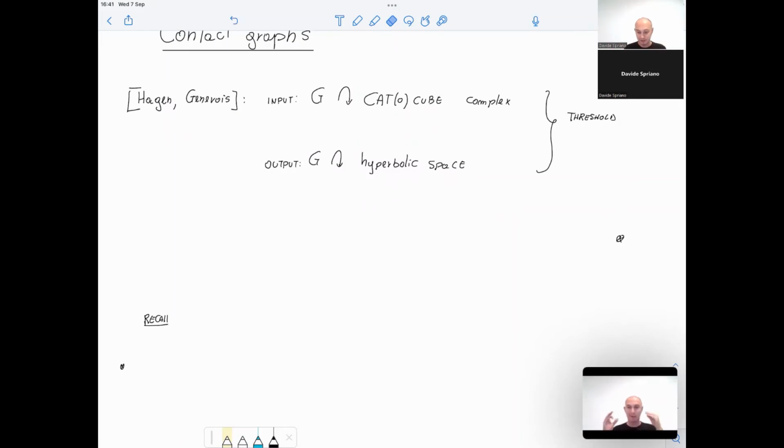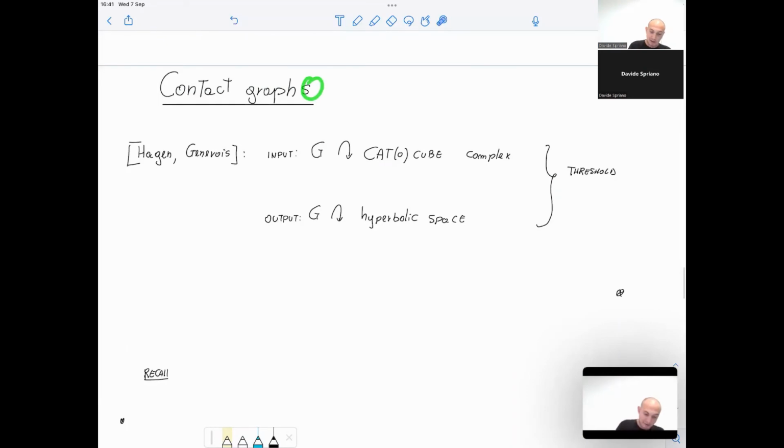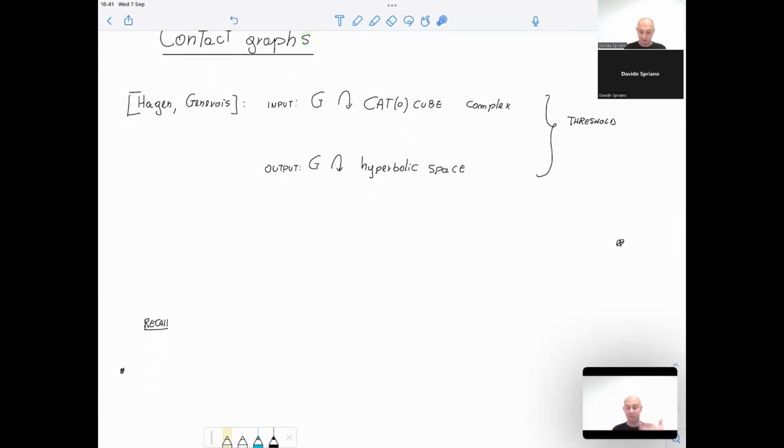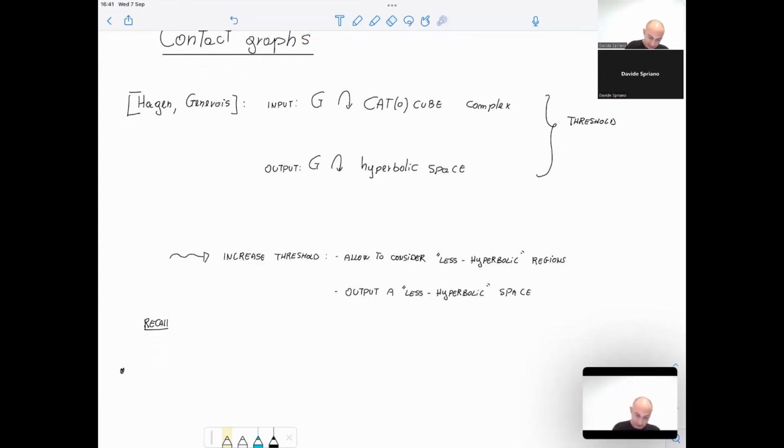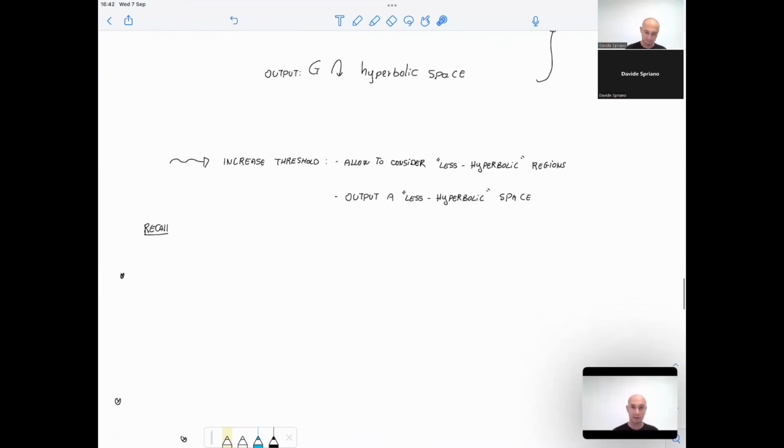Before I explain the procedure, just to give you some ideas: there is some threshold that we need in this procedure, and this is why we get many contact graphs, by changing the threshold. As we increase the threshold, we allow ourselves to consider less hyperbolic regions, so regions that are still hyperbolic, but maybe not so much. As a consequence, our output will be a less hyperbolic space. So as we increase our threshold, we will see more of the space, but we will get, as a result, a space that in general is less hyperbolic.